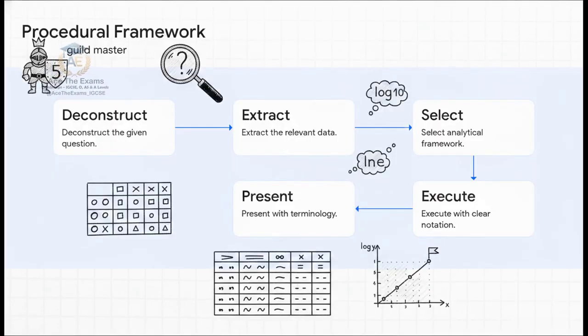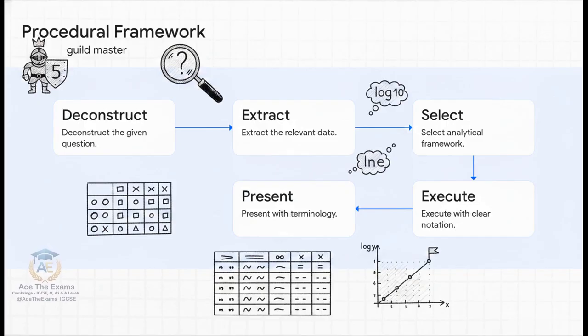Okay, here is the ultimate 5-step procedural framework for transforming these functions and graphing them out perfectly. Step 1, deconstruct the question. Look at what you're facing. Is it the power form or the exponential form? Step 2, extract the relevant data from the table they've provided. Step 3, select your analytical framework. This means deciding whether to use base 10 logarithms or natural logs.